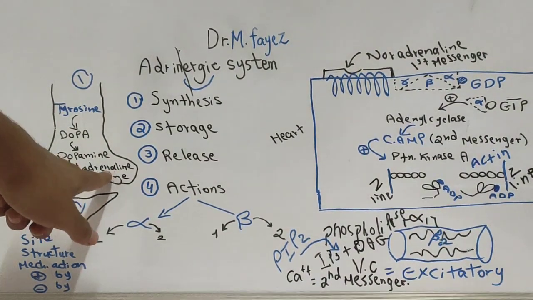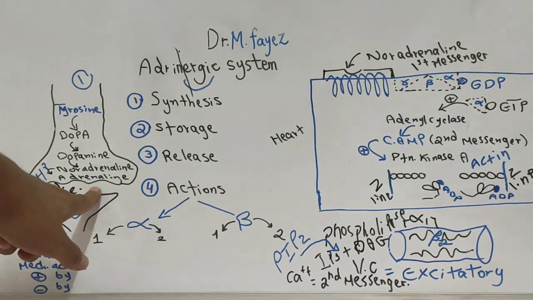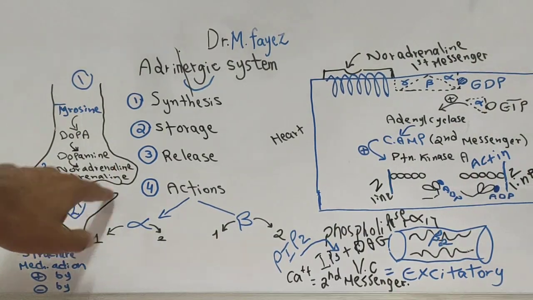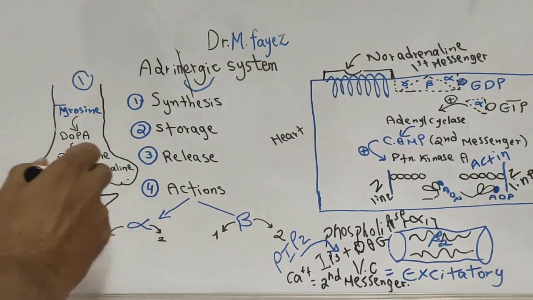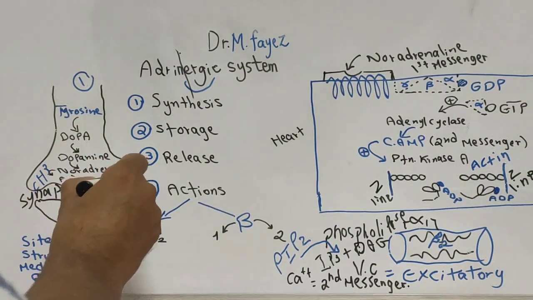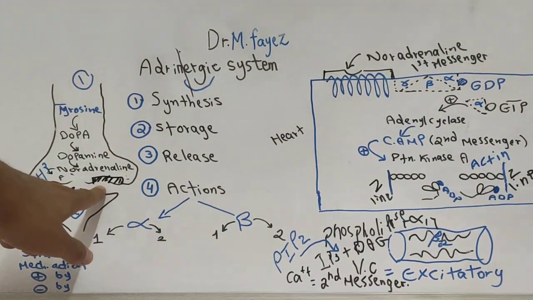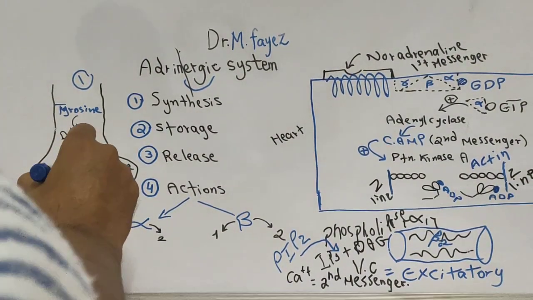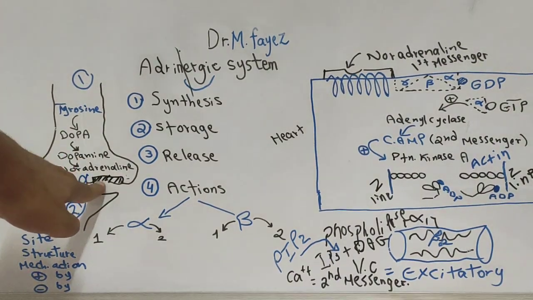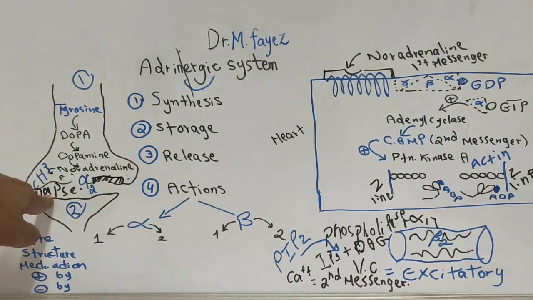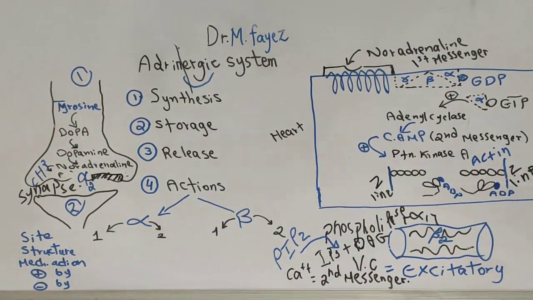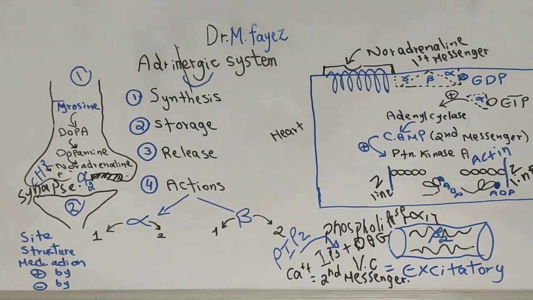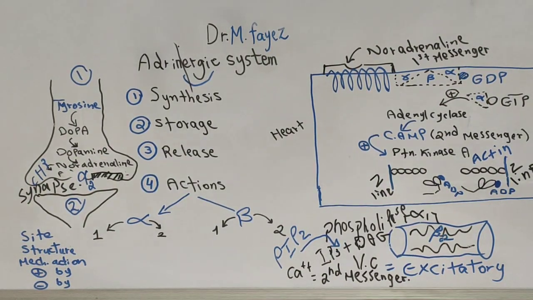Suppose noradrenaline is released too much from the vesicles, and we want to prevent excess release of noradrenaline. What are we going to do? In this nerve, you have got a receptor here at its terminal part, represented by the black rectangle. This receptor is called alpha 2. So noradrenaline will bind to the alpha 2 receptor here before the synapse to prevent its release. It is an example of autoregulation, as if noradrenaline autoregulates itself. It cannot be released more than that.